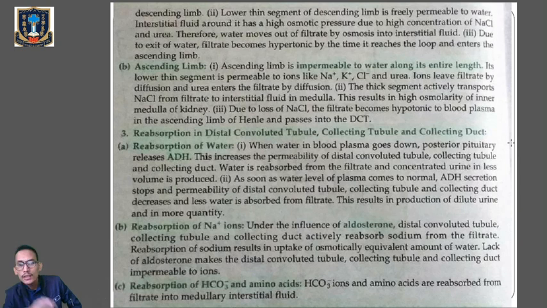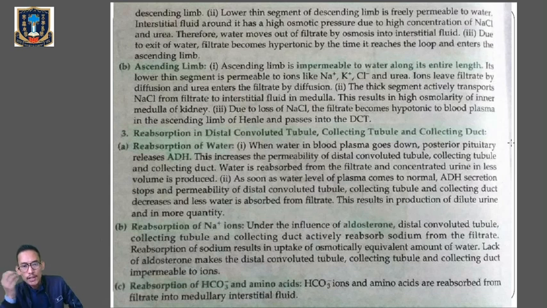So that means in the lower segment of the descending limb there will be reabsorption. There will be higher concentrations of urea and sodium chloride. So since we have a higher concentration of sodium chloride and urea in the lower segment of the descending limb, water will move out of the filtrate by osmosis into the interstitial fluid.